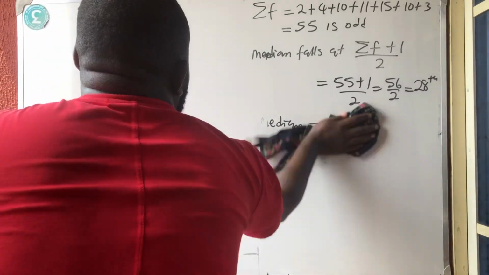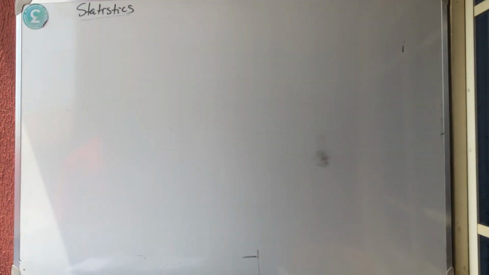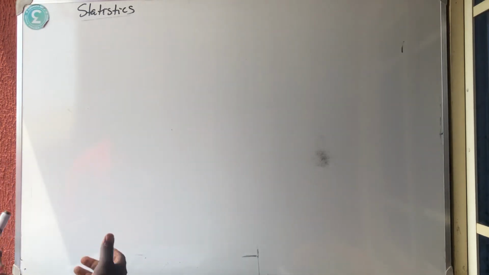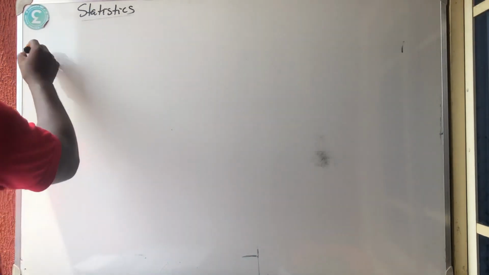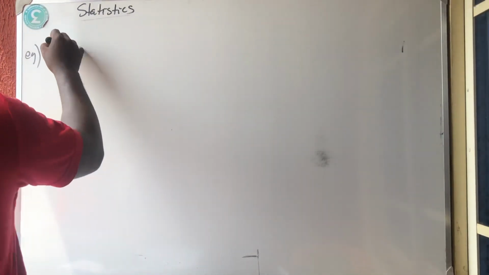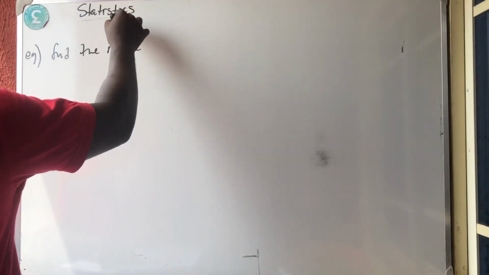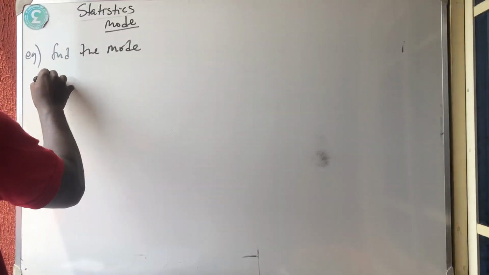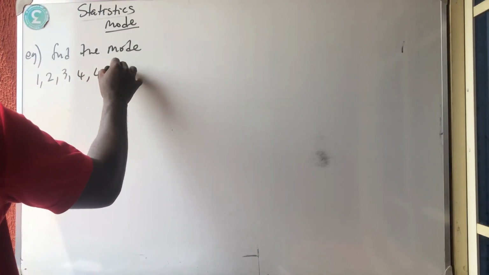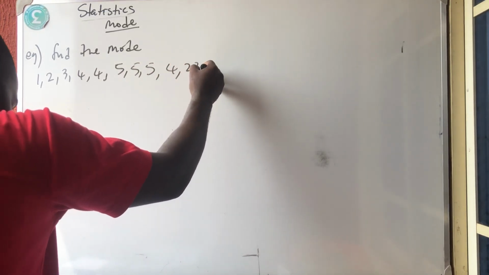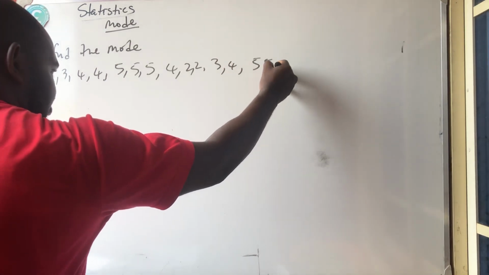Now, mode is simply the highest occurrence. The mode is simply the highest occurrence, but you must arrange it in array first. Okay, it must not be arranged in array. Just count. Even if you don't arrange it in array, no problem. So the example says, find the mode. Okay, we have mode. So find the mode, and I have 1 2 3 4 4 5 5 5 4 2 2 3 4 5 5 6.